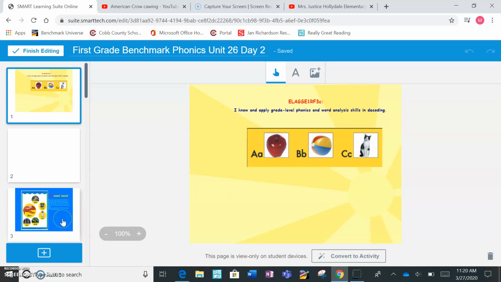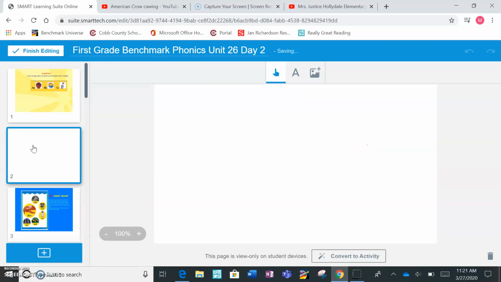Did you hear him? He kept saying, caw, caw, caw, and that's what a crow does. So let's take a look at some words and some spellings that have that sound. The first one is the word yawn, yawn.